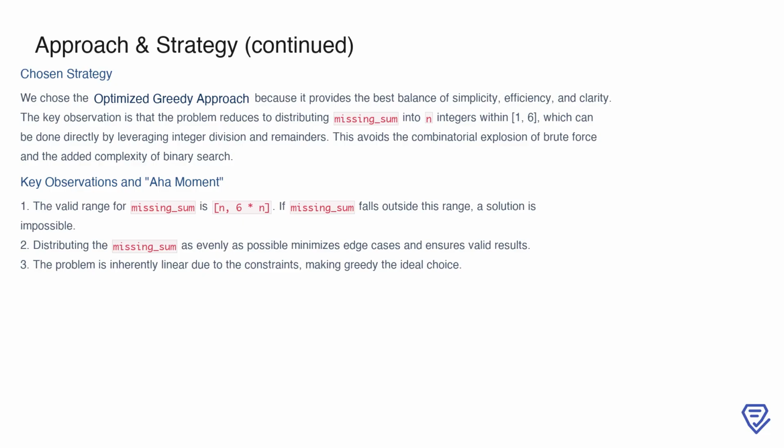The key insights that make this approach effective include understanding that missing_sum must fall between n and 6 * n for a solution to exist. If it doesn't, the problem has no valid solution. Additionally, distributing missing_sum as evenly as possible minimizes the likelihood of encountering edge cases and ensures that the values remain within the valid range. These observations reveal that the problem is inherently linear, making the greedy method the most natural and efficient choice.